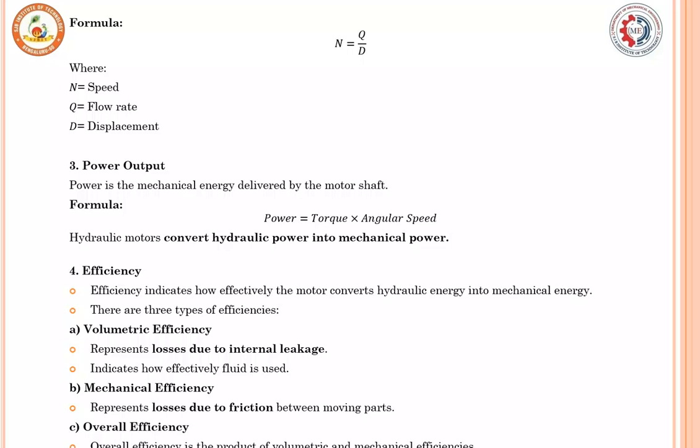Overall efficiency is the product of volumetric and mechanical efficiency. So each efficiency is counted to show the overall efficiency of the system. The volumetric efficiency represents the losses due to internal leakage and indicates how effectively the fluid is used. With mechanical efficiency, losses due to friction between moving parts are identified. Overall efficiency is the product of volumetric and mechanical efficiency.